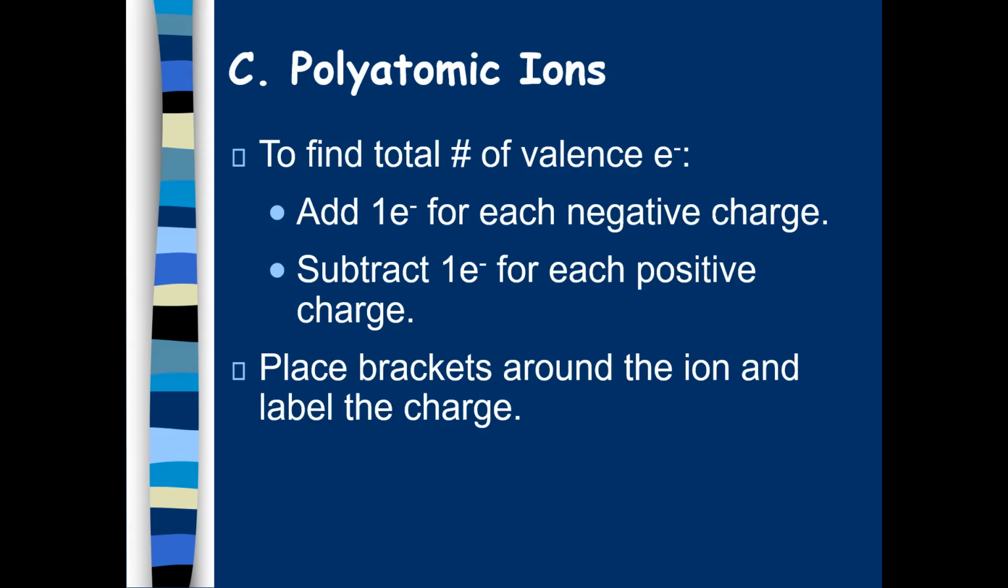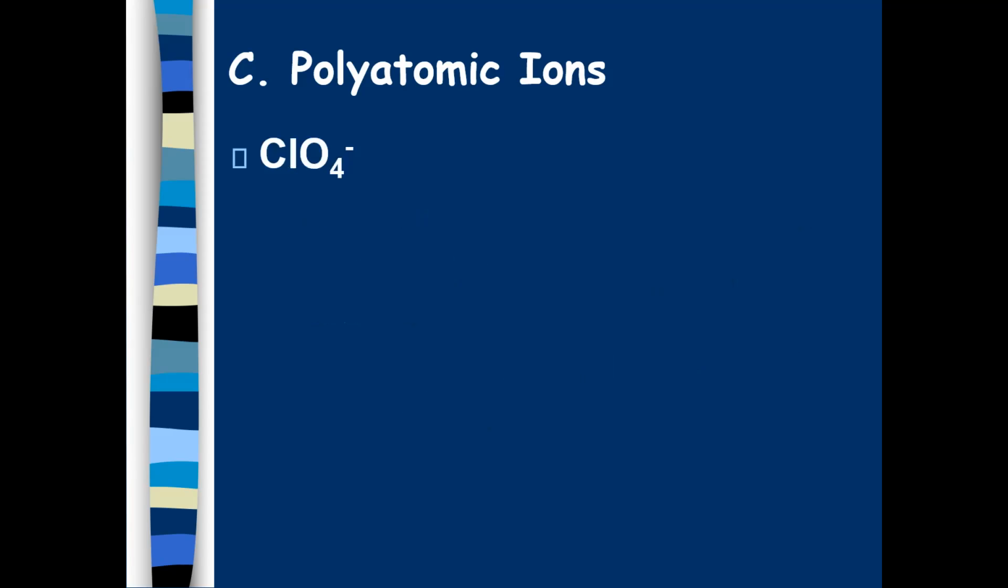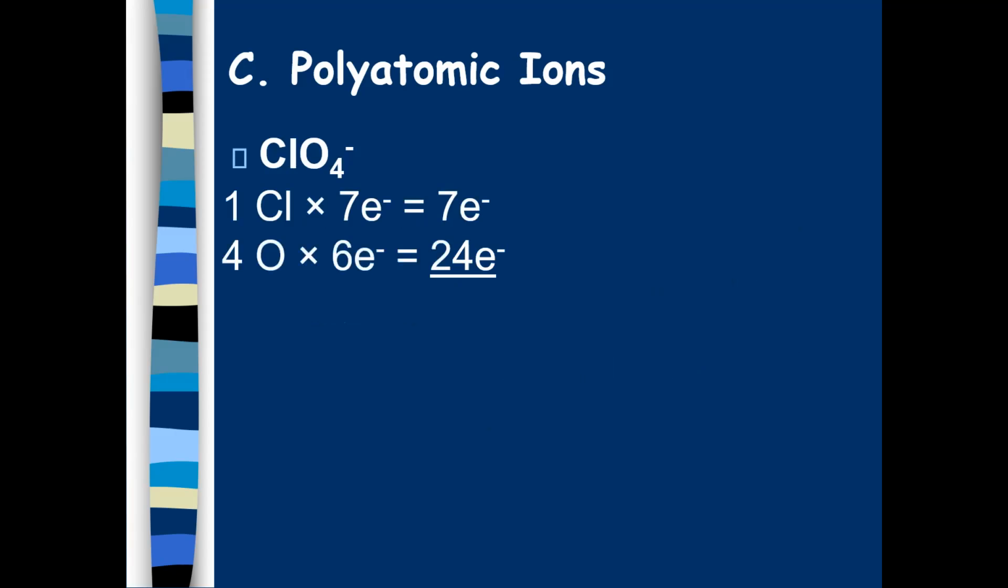Okay, so what does that say? Let's look at this one. ClO4-. All right, same exact process. 1 chlorine, group 7, 7 electrons. 4 oxygens, group 6, 24 electrons. Add them together, you get 31.